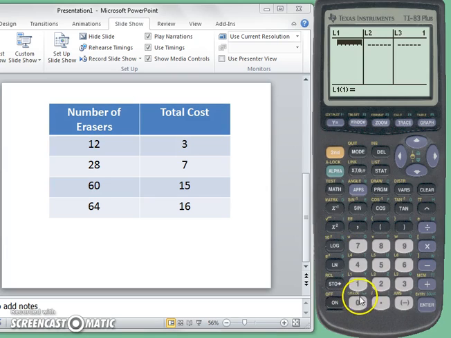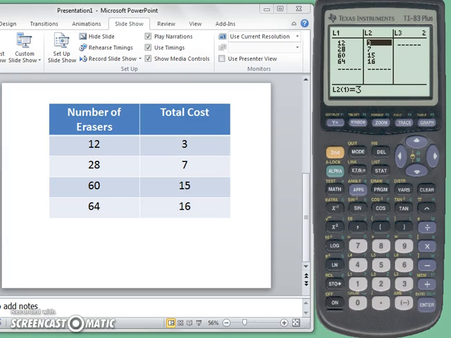So you're going to do all of the L1s and then all the L2s. And you do this by pushing the number like 12 and then enter, 28 and enter, 60 and enter, 64 and enter. Now I'm going to go back up to the top by pushing the up arrow, and now go over, pushing the right arrow, so that I'm now under L2, and now I'm going to enter the other data the same way. And you can pause the video as you enter the data.